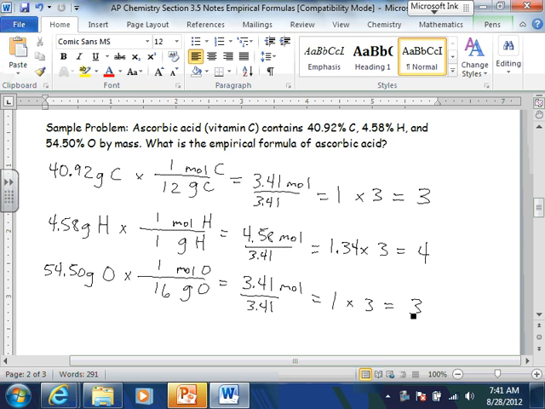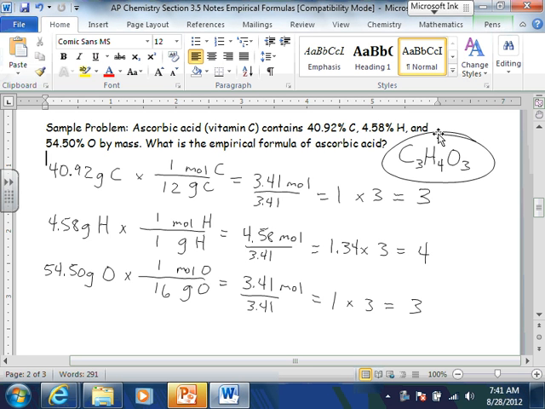So that gets us to whole numbers, and then all we have to do is write the actual empirical formula, okay? So the empirical formula is going to be C3H4O3, okay? Hopefully that makes sense. I don't think that's too difficult.